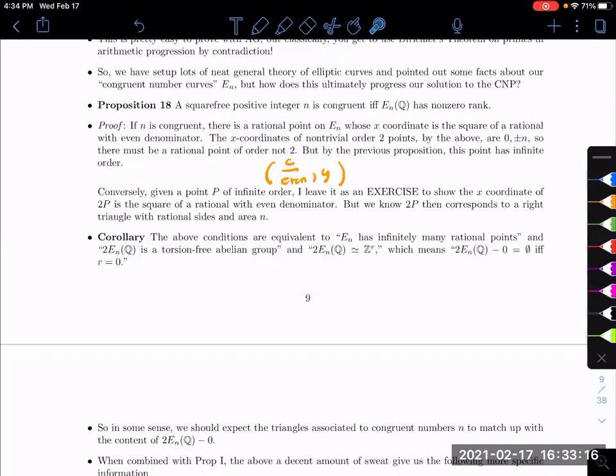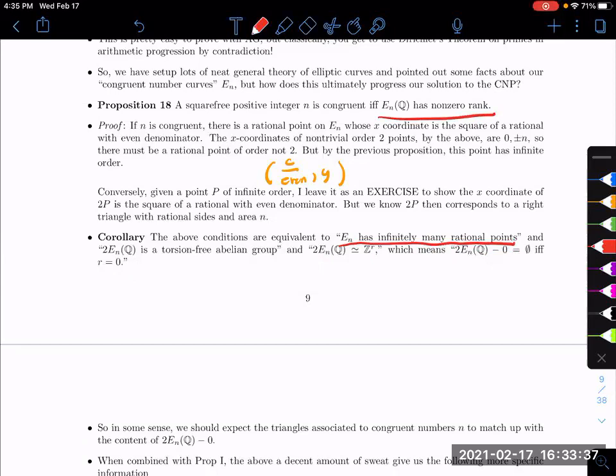Okay, and this is equivalent to 2 times e sub n of q minus 0 being empty if and only if r is 0. We're not going to focus on all these. They're just there for your viewing pleasure. This is the one that we're really going to kind of latch onto. This one and the one we started with, because they're sort of the easiest to understand.